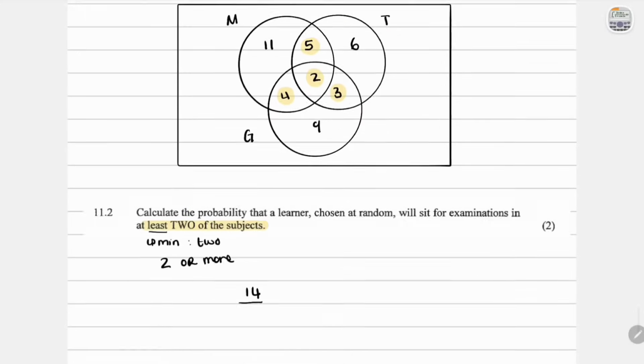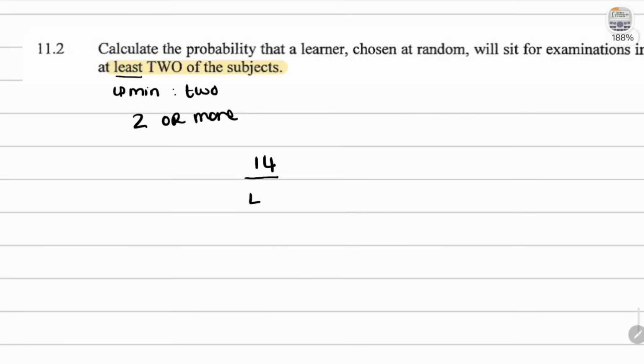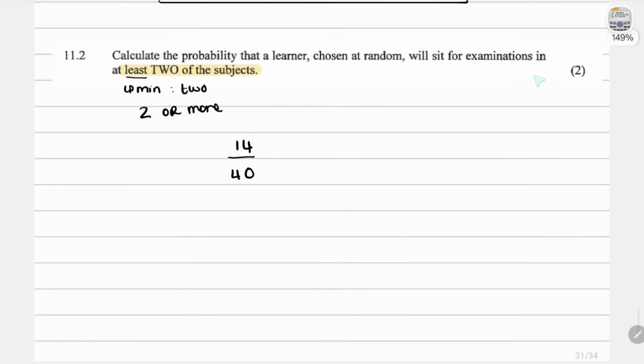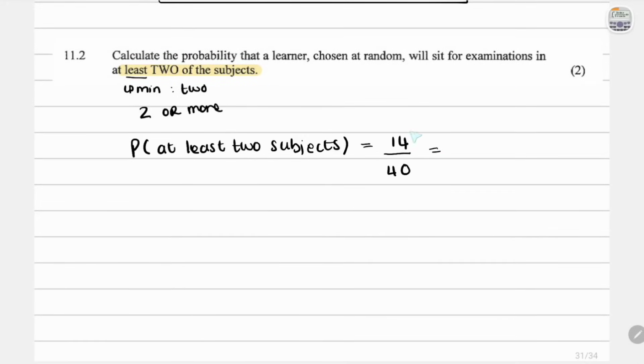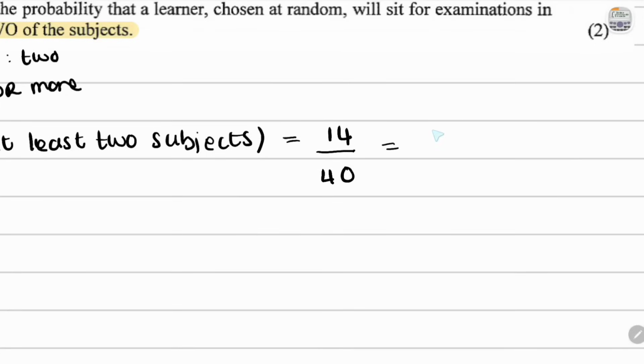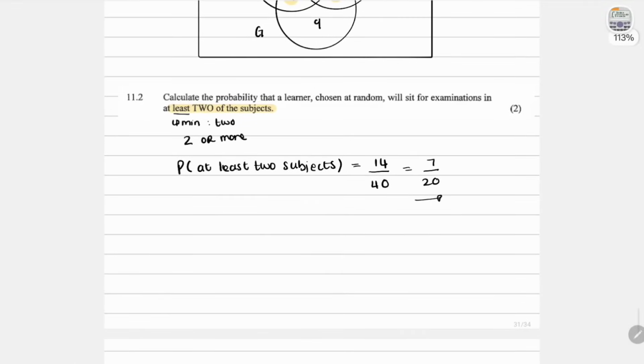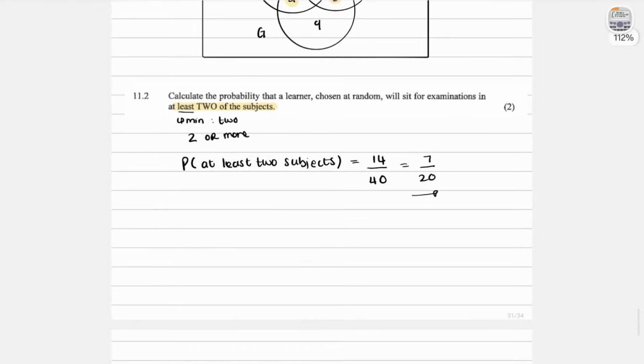So it's 40 learners in total. So that's 14 over 40, which of course will simplify. At least 2 subjects, and then that simplifies. So 14 divided by 2 is 7, and 40 divided by 2 is 20. So the answer is 7 over 20, left simplified. You can leave it as a decimal, that's perfectly fine as well.